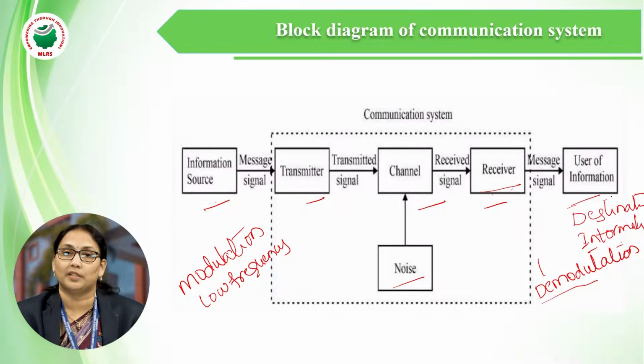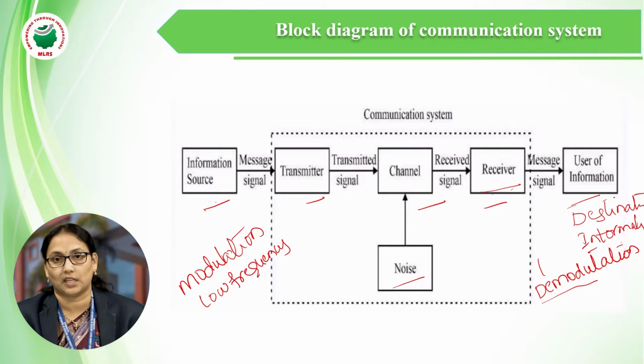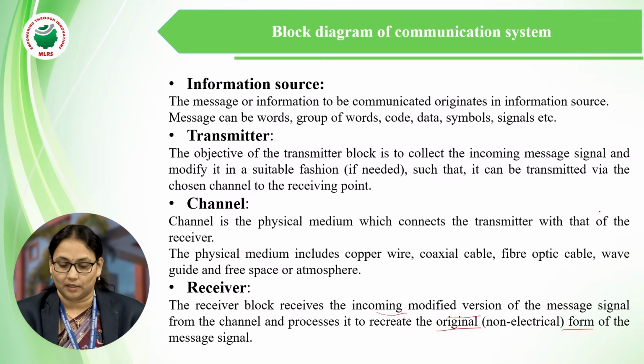The basic elements of a communication system are the transmitter, channel, and receiver. The transmitter transmits the information to the channel. From the channel, the receiver receives that information, and then it is transmitted to the destination. This is the block diagram of every communication system.